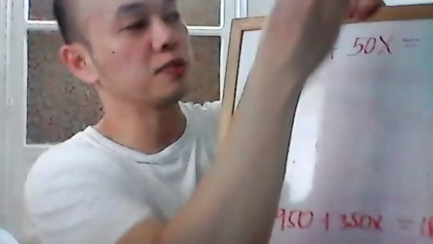Okay. 17. What's your answer? 17. Yeah? 1000 minus 150 is 850. Okay, now, did you get it? What's your final answer? 17. Yes, correct. Good job.